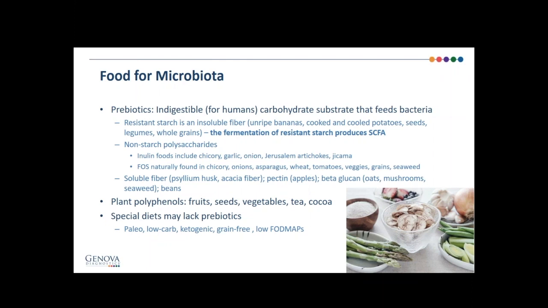Just eat more plants. At the top, we have resistant starches, which come from things like unripe bananas, seeds, whole grains, and the fermentation of resistant starches is what produces those beneficial short-chain fatty acids. I have some food examples of inulin and FOS. Those are things we see as prebiotics on supplement labels sometimes, and people might wonder, how can I get that in my diet? And then with soluble fibers, we have pectin from apples, beta-glucan from oats.